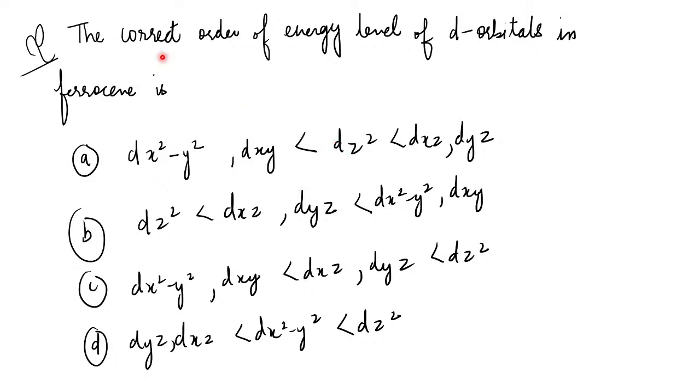Right, so let's discuss this question. The correct order of energy levels of d orbitals in ferrocene. Now we need complete information for ferrocene. So what is basically ferrocene? It's Cp2Fe. Whenever we change this metal, it's still an example of ferrocene only. So this particular complex is known as ferrocene.